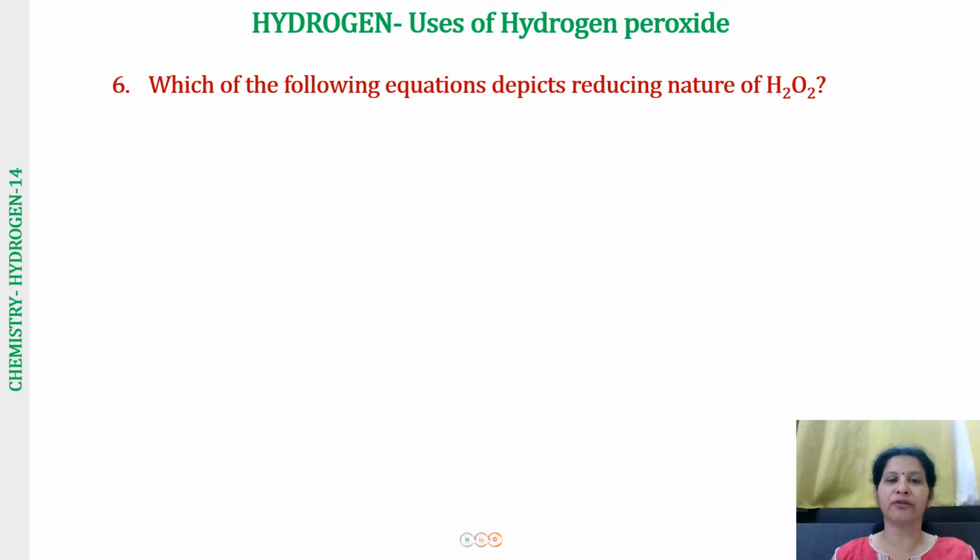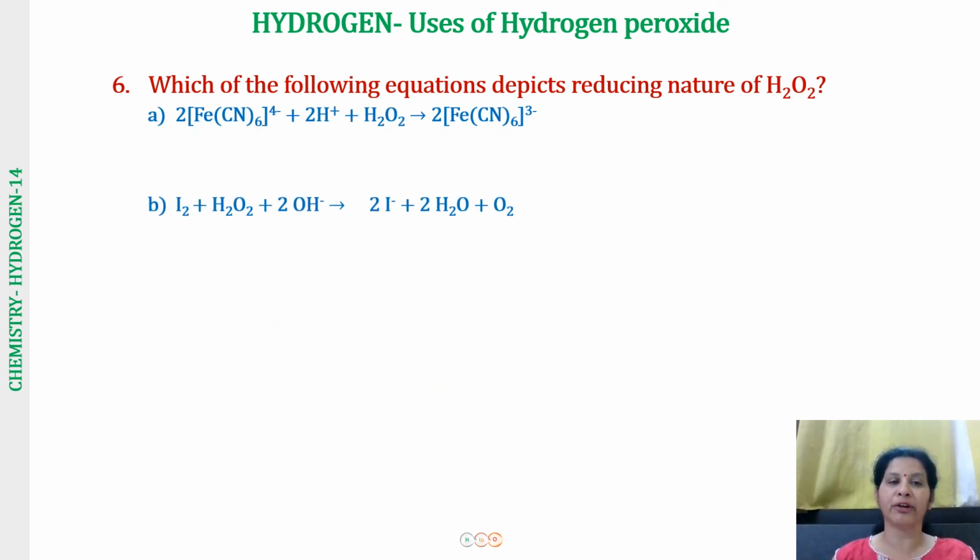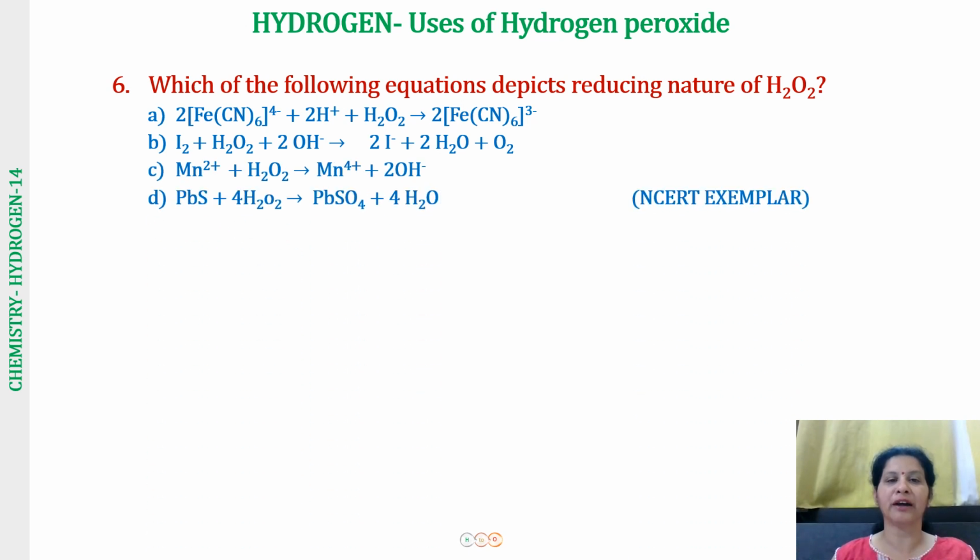Next question, which of the following equations now depicts the reducing nature of hydrogen peroxide? Again, this should be understandable to you people. So these are the 4 reactions that you have, and you have to choose the reducing nature of hydrogen peroxide. Again, an NCERT exemplar question. Now, even if you do not know these reactions, if you do forget these reactions, then what you should do is something that I've already told you. Right? So now I hope you all are going to get these questions correct.